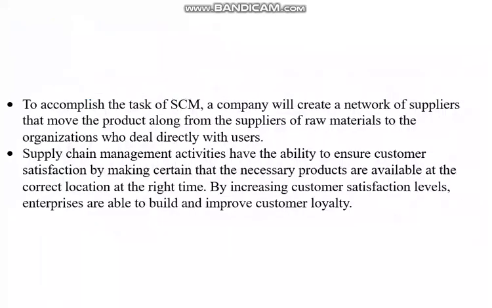And to accomplish the task of supply chain management, a company will create a network of suppliers that move the product along from the suppliers of raw materials to the organization who deal directly with users. See, nowadays people are calling them channel partners also, supply chain channel partners. Okay, there may be a little bit of different meaning for these words, but at our level we can say these are all helping the supply chain management only.